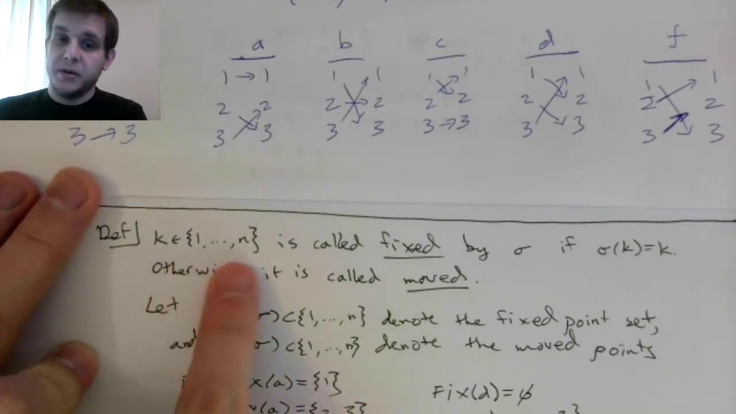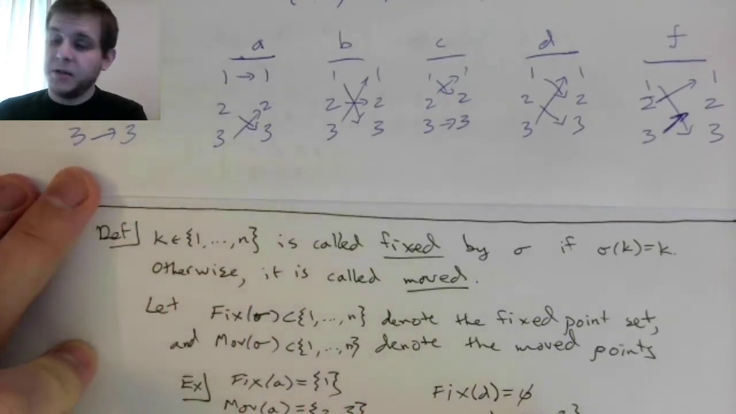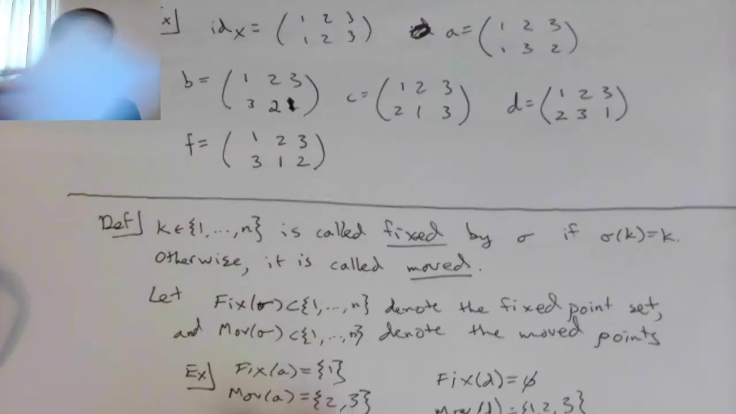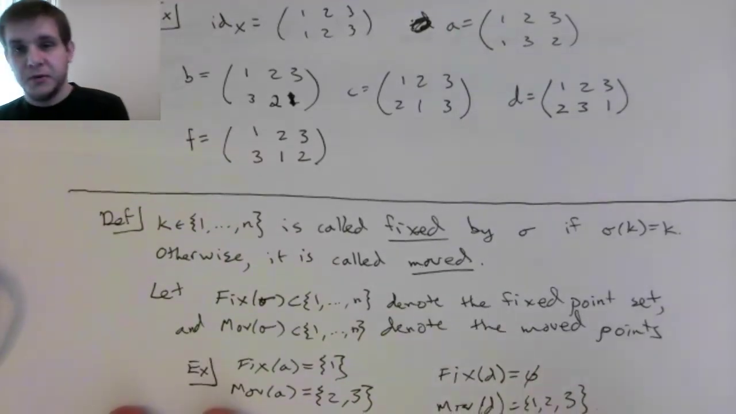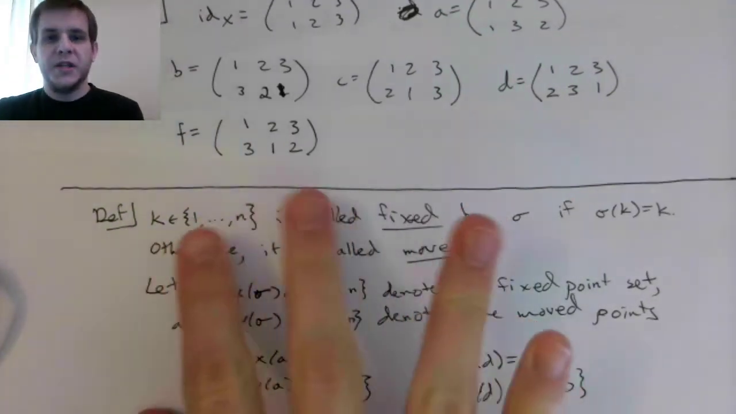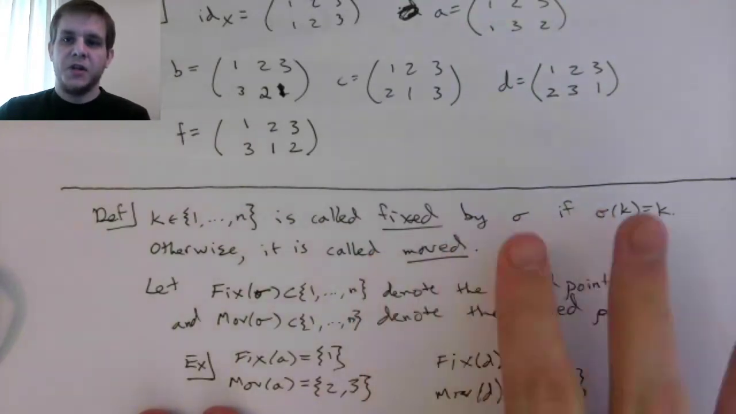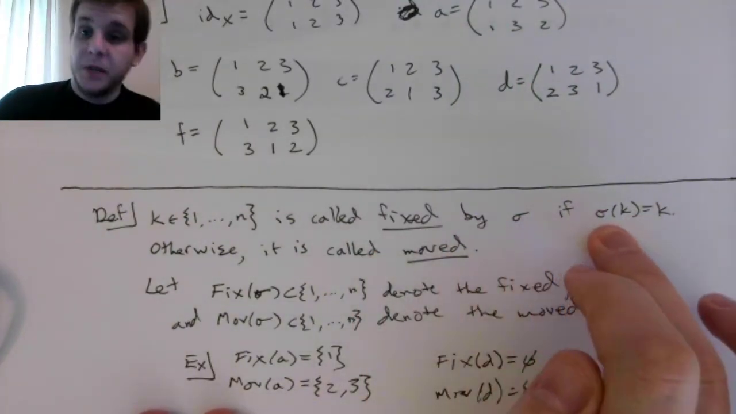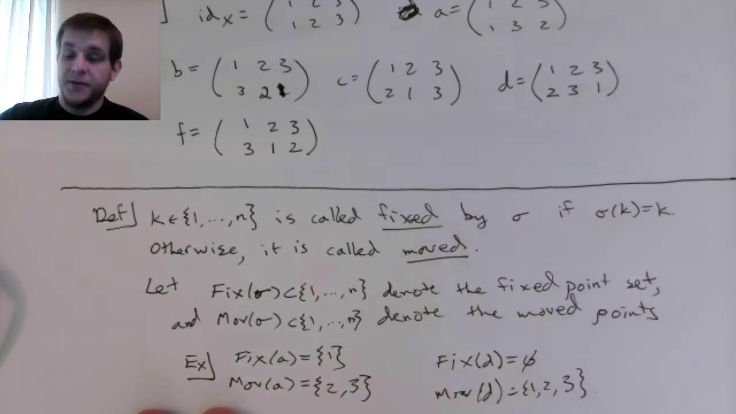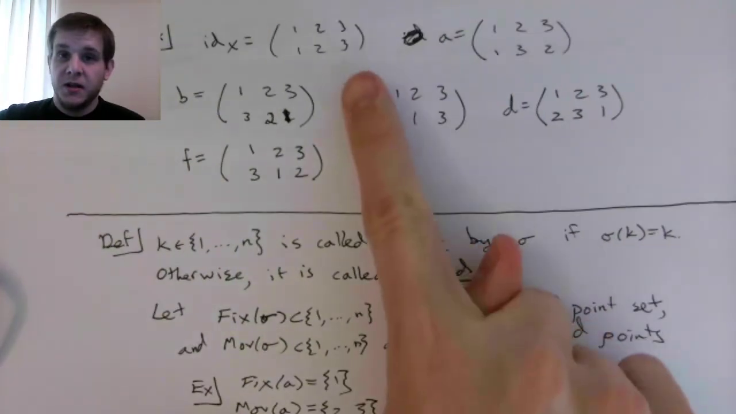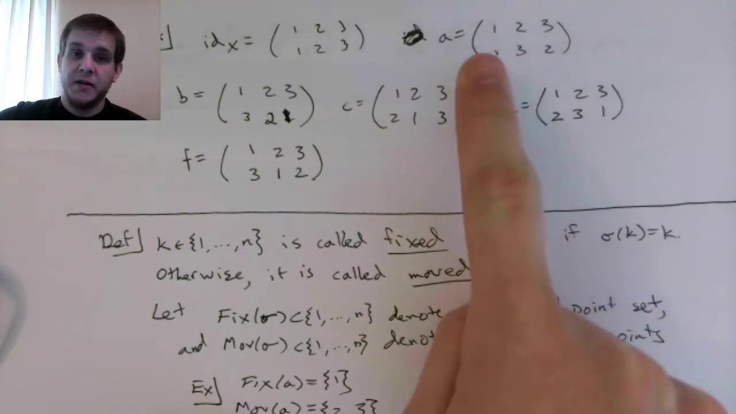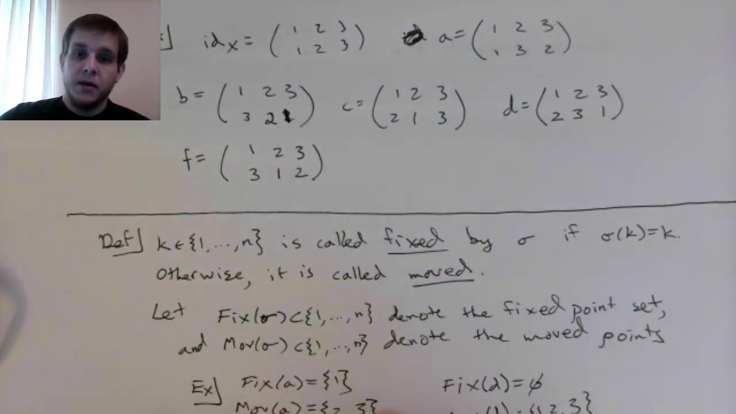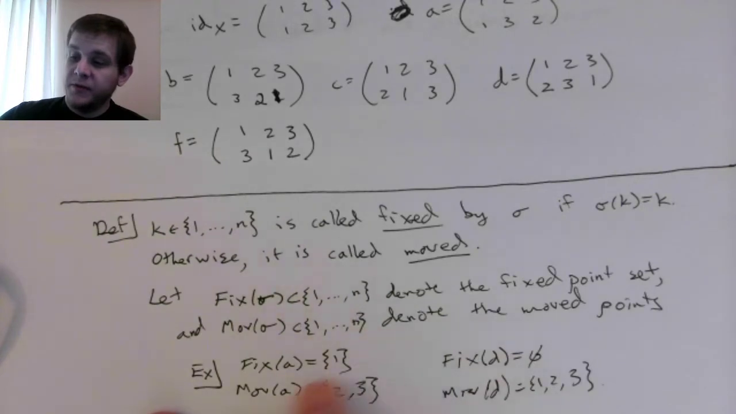An element of the set that the permutation is acting on is called fixed by a permutation. So sigma here is a function, an element of my group, a function from 1 to n to 1 to n. It's called fixed if it doesn't change under sigma. So sigma takes that number back to itself. For instance, everything is fixed under the identity. Only 1 is fixed under A. The fixed point set of A is just 1.